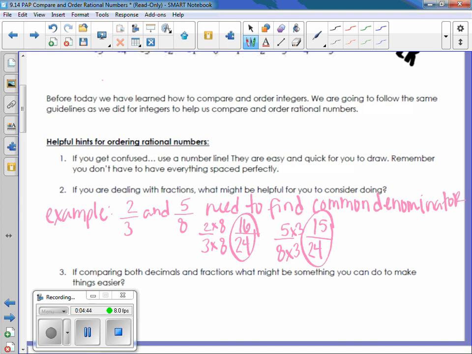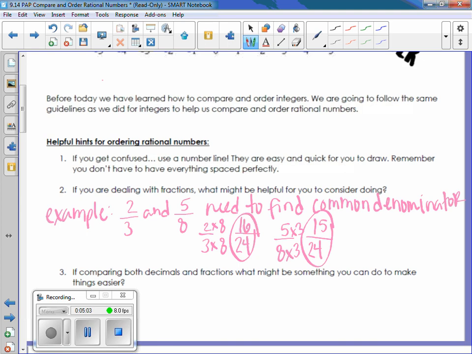Now that we have that common denominator, what I think about is I love pizza, so I always reference it to pizza. I have one pizza originally cut into thirds and another pizza originally cut into eighths. Let's say Luke ate 2 out of the 3 slices of his pizza. I ate 5 out of the 8 slices of my pizza, and we're trying to decide who ate the most pizza.